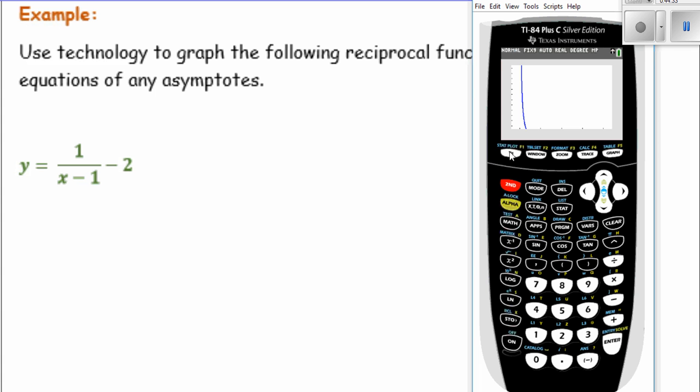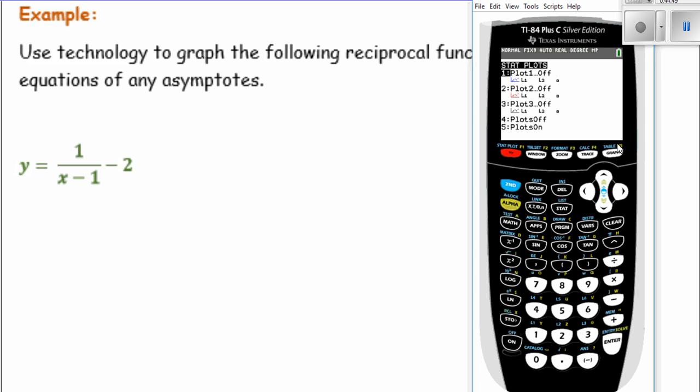If you've got any plots on at the moment, it's potentially going to interfere with the graph you're about to draw. So second y equals gives us that, and then you open it up and switch it to off, and make sure you select off. Don't just flick to it and not press enter. Then you can graph.